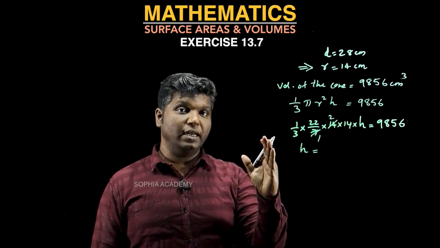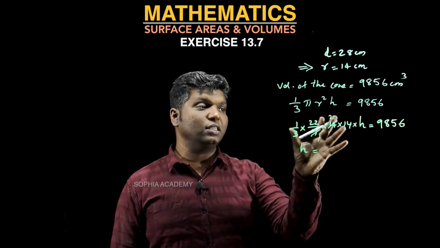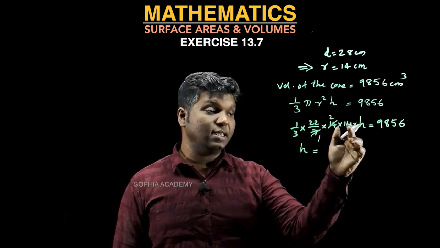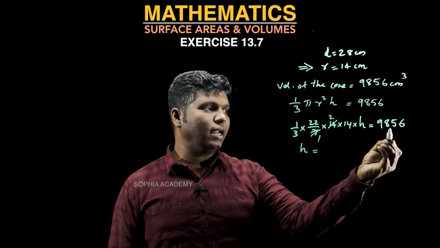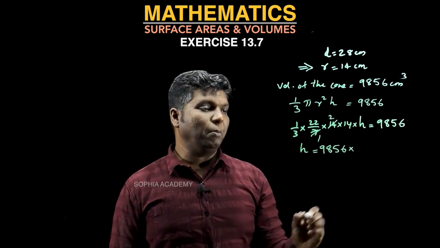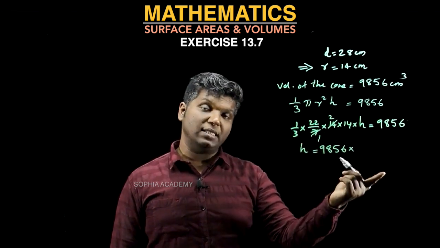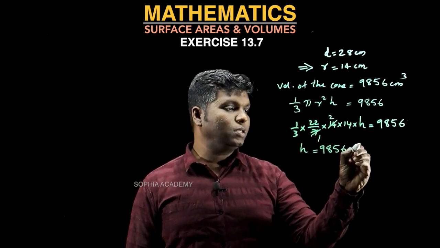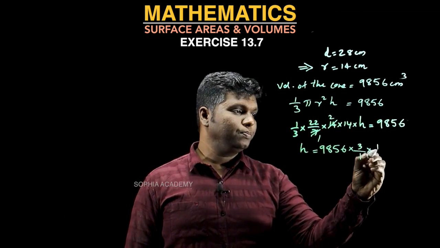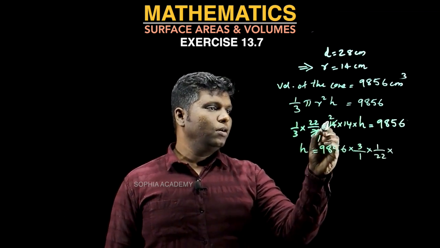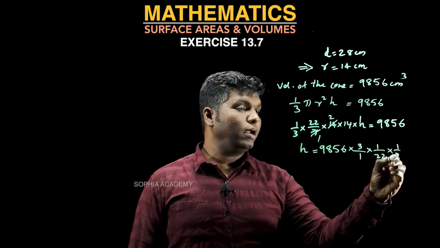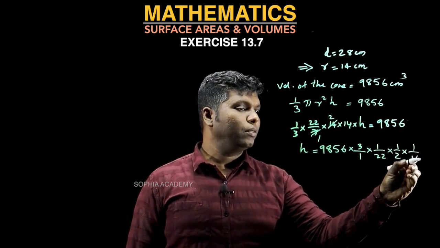Keep only the h on the left-hand side and take all the other things to the right-hand side. What is already present on the right-hand side, you have to bring it down. So it is 9856, multiplied by 1 by 3. When you take it to that side, it will become 3 by 1, just the reciprocal. Into 22 will become 1 by 22, into 2 will become 1 by 2, and 14 will become 1 by 14. So I will write 1 by 2 into 1 by 14.